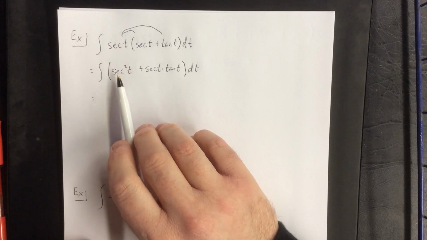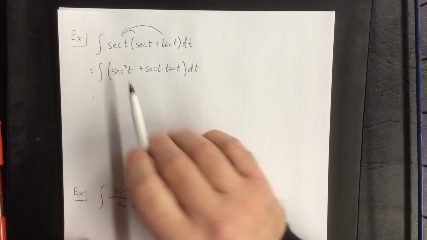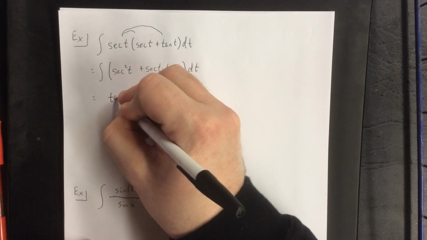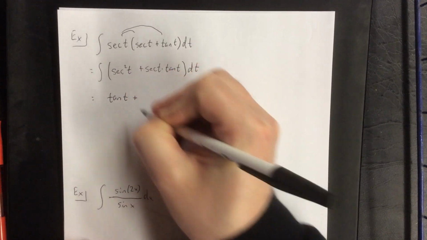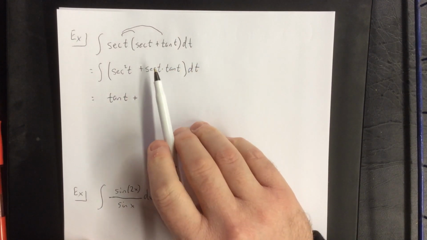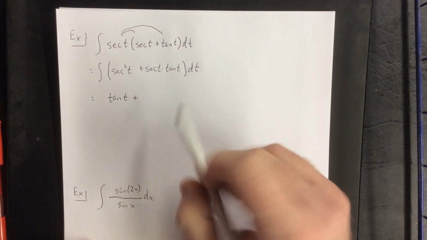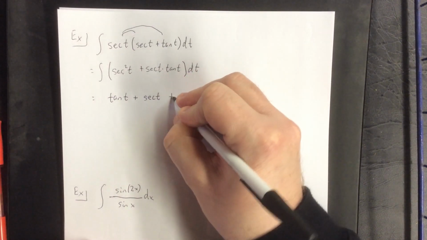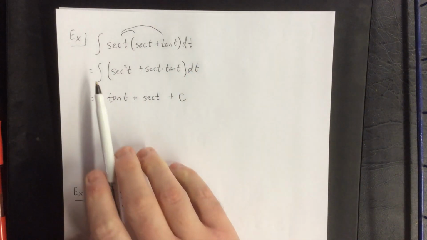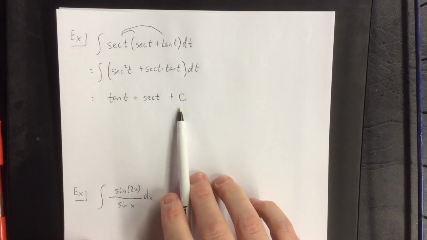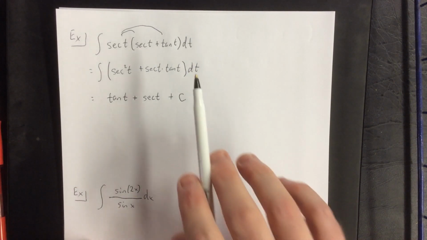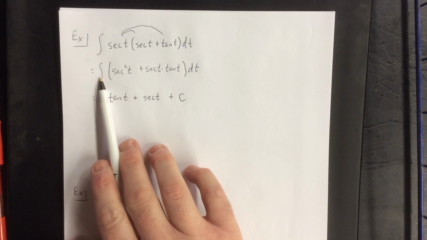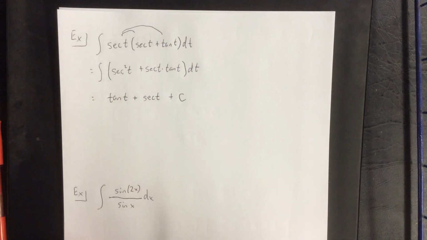The derivative of what function would be the secant squared of t? That would be the tangent of t. And the derivative of the secant of t times the tangent of t would be the secant of t. Once you've completed your antiderivative, we stop writing the integral sign, and we do tag on the plus c. The differential goes away as soon as the integral sign goes away.